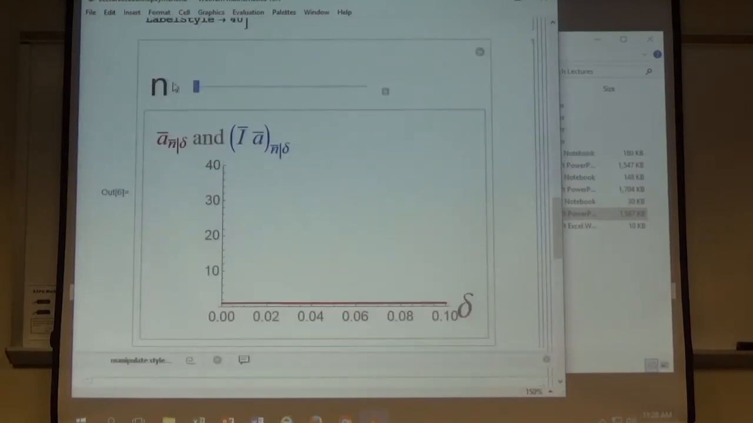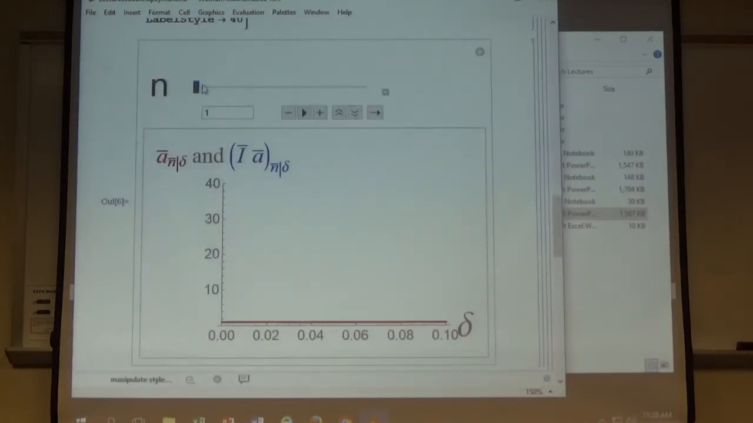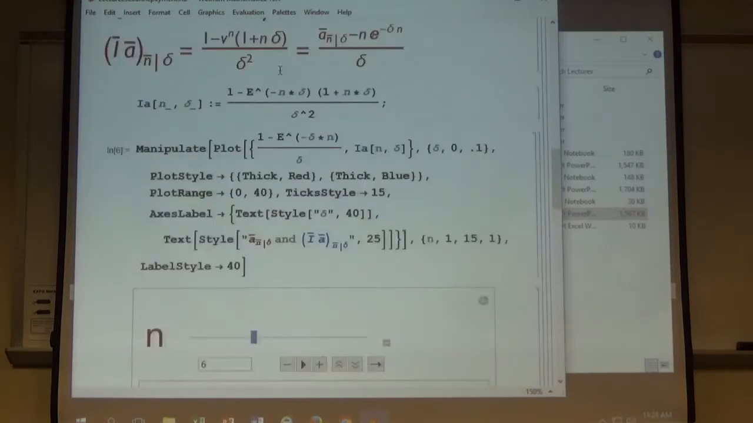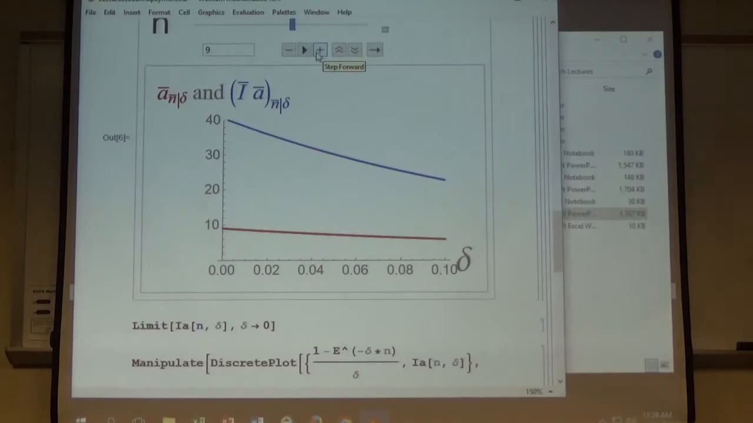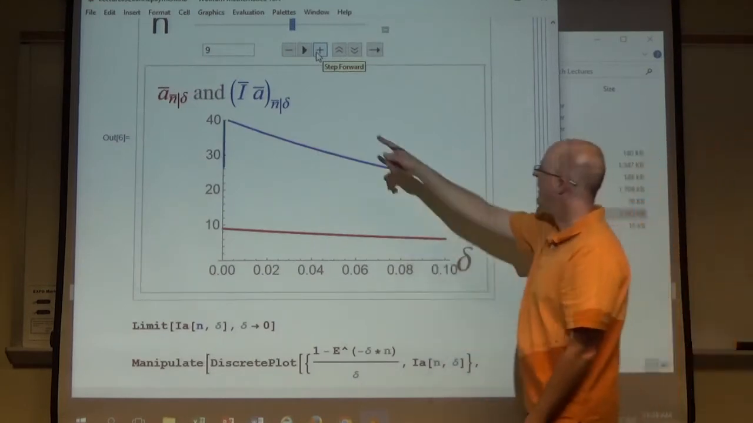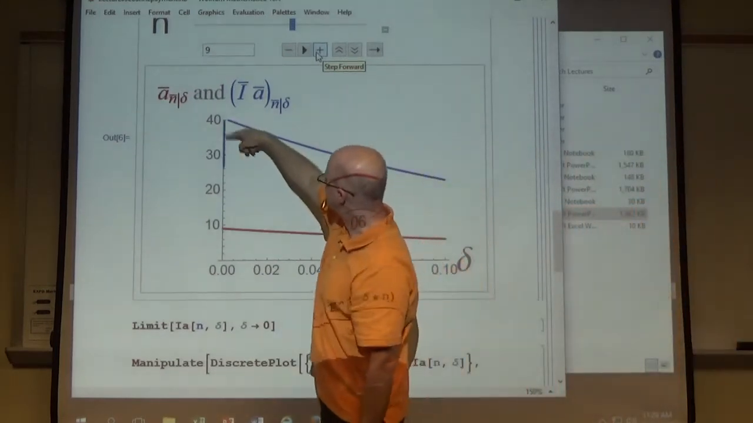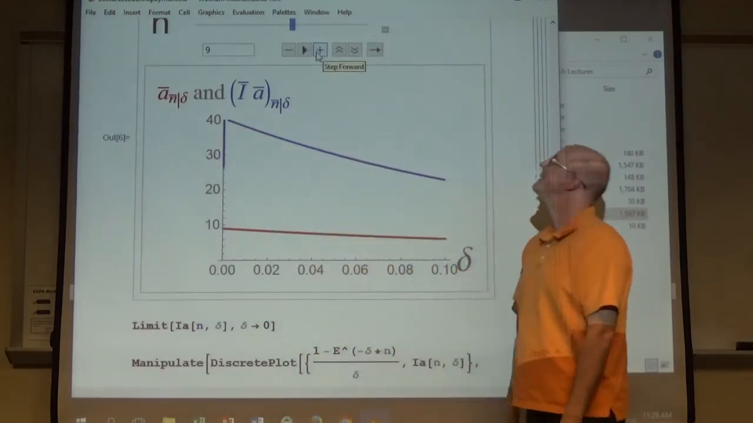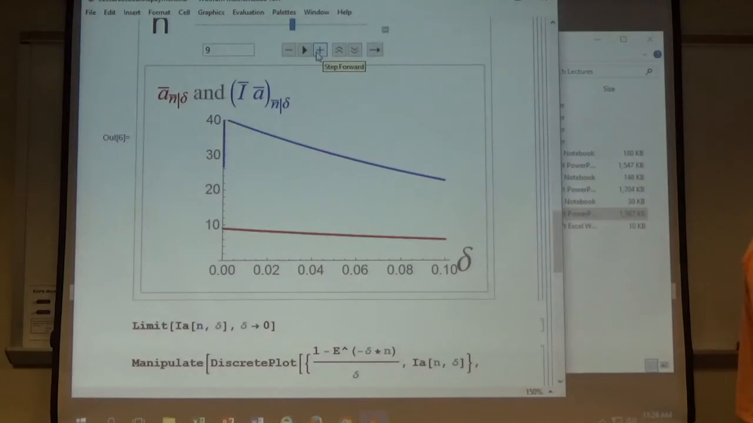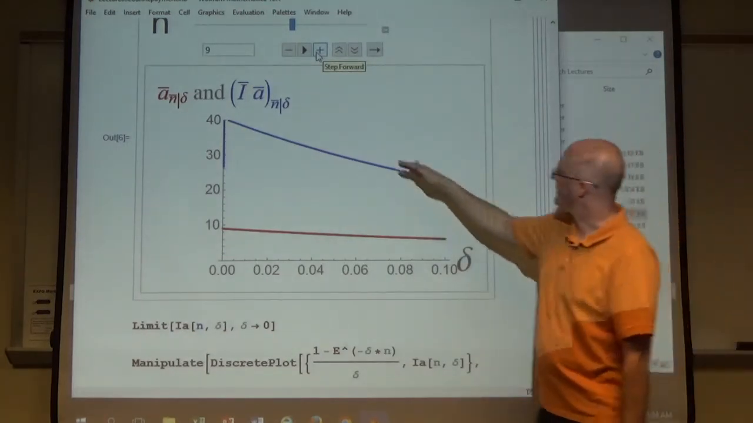In this particular animation, I can compare both the graphs of A bar and I bar A bar. That's what I plan to do at least. Let's see, I gotta enter this. That's the problem. There we go. So for a given value of n, A bar is the red graph and I bar A bar is the blue graph. You see this little funny thing going on here? That's just computer error. With real small values of delta, you get some numerical error.